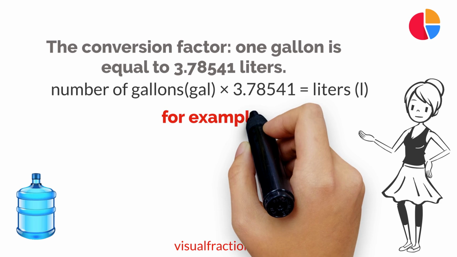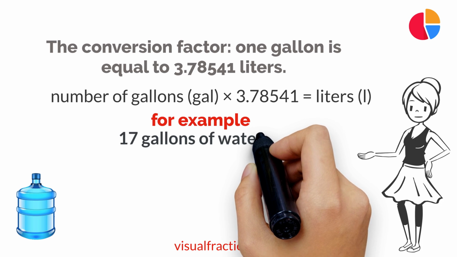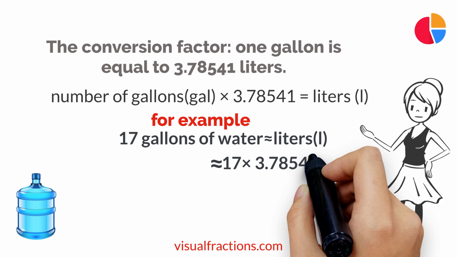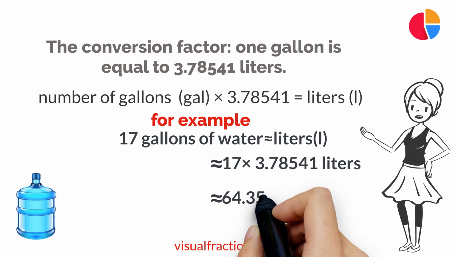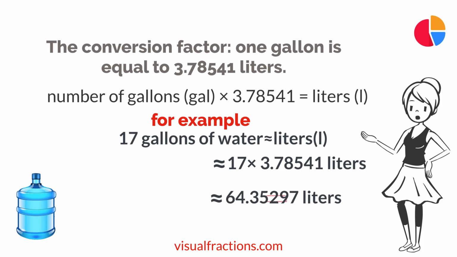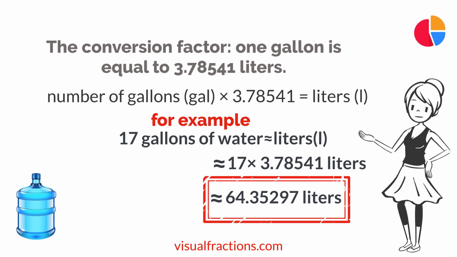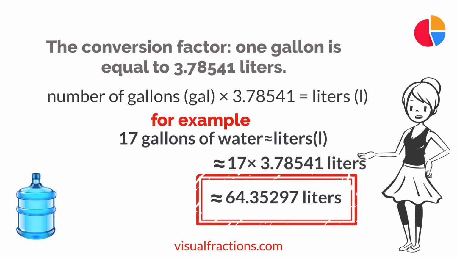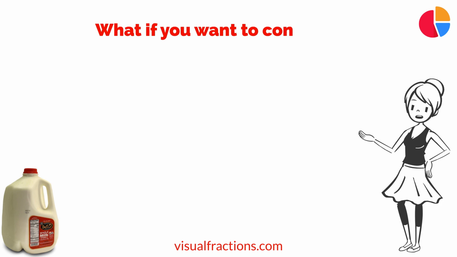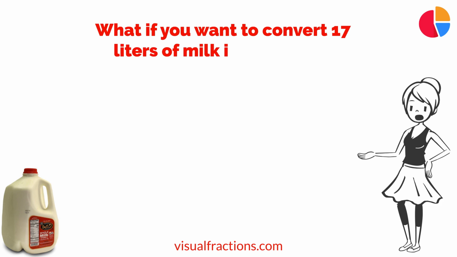For instance, if you have 17 gallons of water to convert, multiply 17 by 3.78541 to get approximately 64.35297 liters. That's it. Your 17 gallons of water equal around 64.35297 liters. But what if you want to convert 17 liters of milk into gallons?